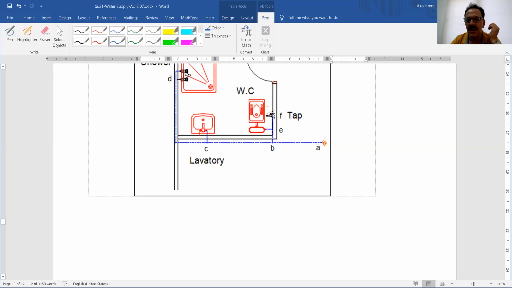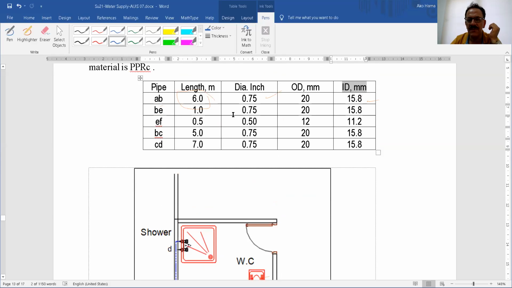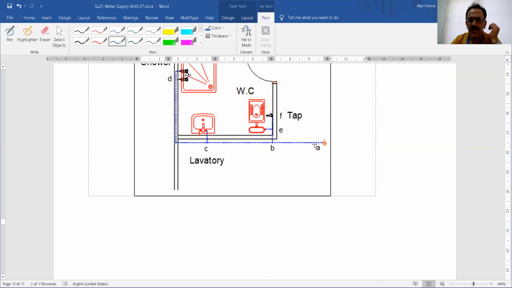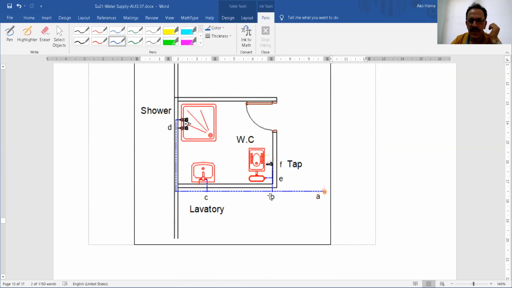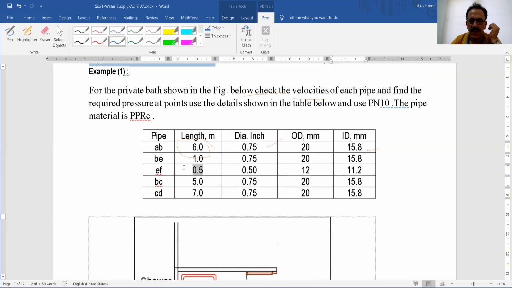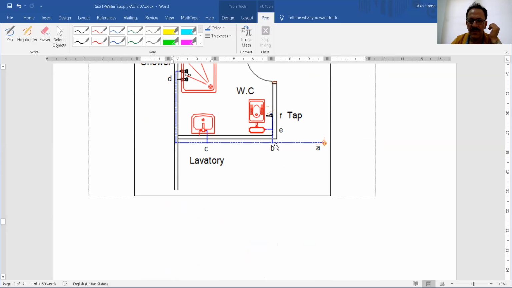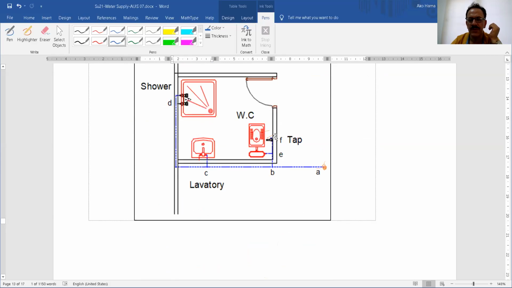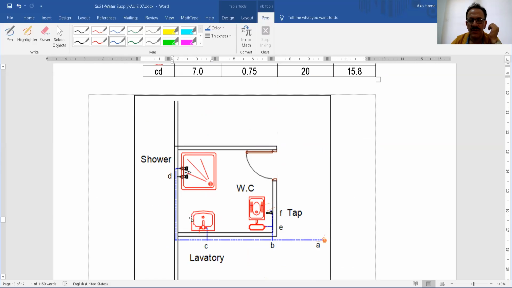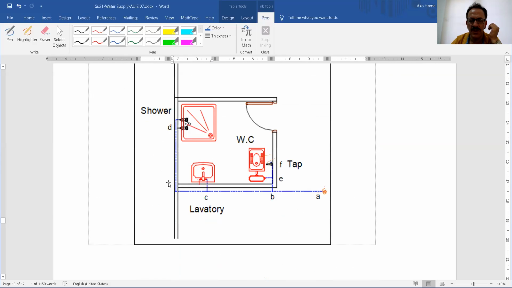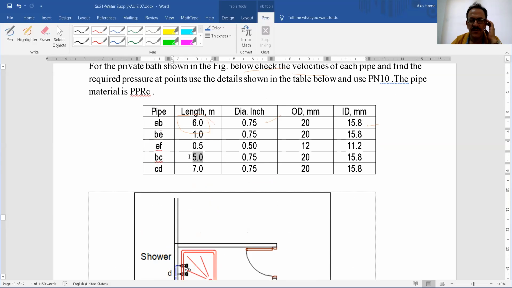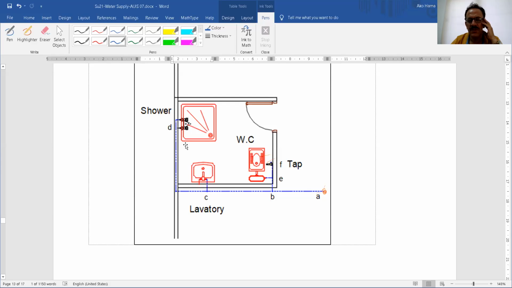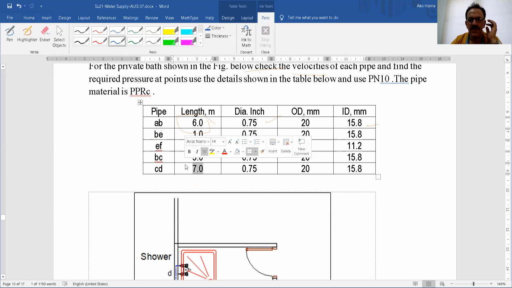The diameters are given and the lengths are given, by the way. For AB, from A to B there will be 6. From B to E there will be 1. And from E to F there will be 0.5 meters. So the total length from B to F is 1.5 meters. And so on: from B to C, this distance will be 5 meters, and from C to D it will be 7 meters.